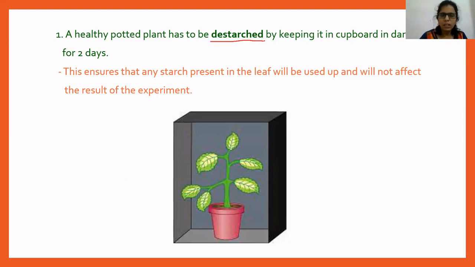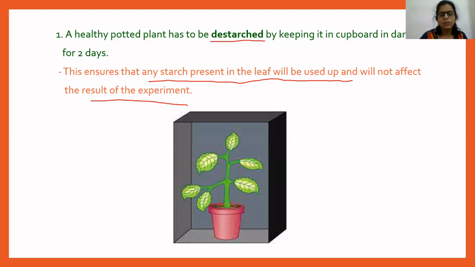Fine. Because for example, you're keeping it in the cupboard for 2 to 3 days, and for 2 to 3 days, the plant is not performing photosynthesis, but plant cells always require energy to do work, isn't it? So what will happen? This starch will break down into glucose molecules, and these glucose molecules will be used up in the process of respiration. Okay. Hence, all the starch which is present in the leaves of the potted plant will be used up. Fine. So the purpose of de-starching a potted plant is that any starch which is present in the leaf will be used up, and it will not affect the result of the experiment.